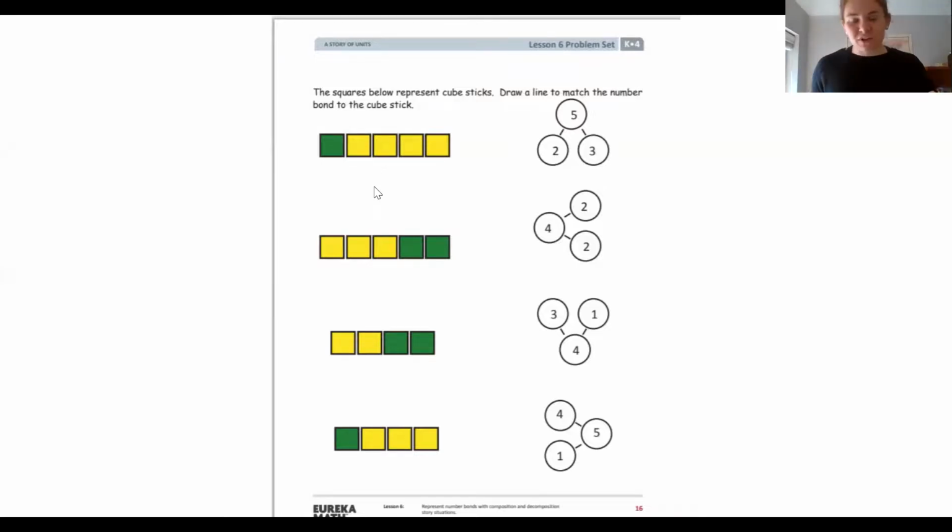So here we have a cube stick, and we have how many orange or yellow cubes? 1, 2, 3, 4. Nice. And then we have 1 blue cube, right? So we are going to show this in a number bond. So how many are orange? How many in the part that's orange? 4. How many in the part that is blue? 1, right? Okay. Now, how many cubes are there altogether in our stick?